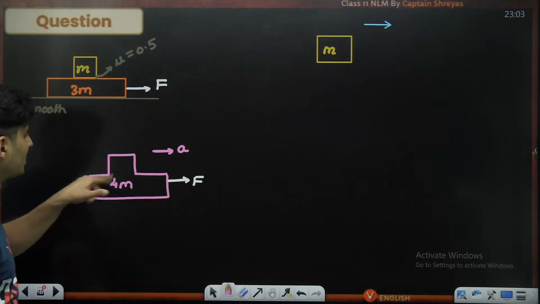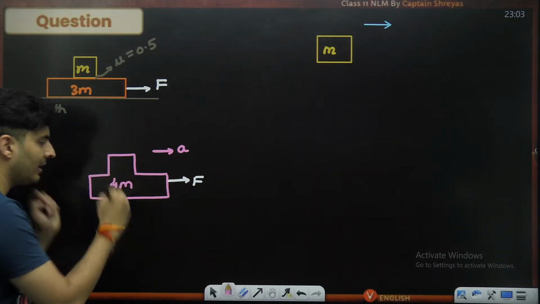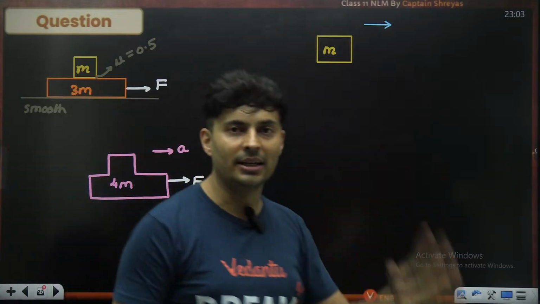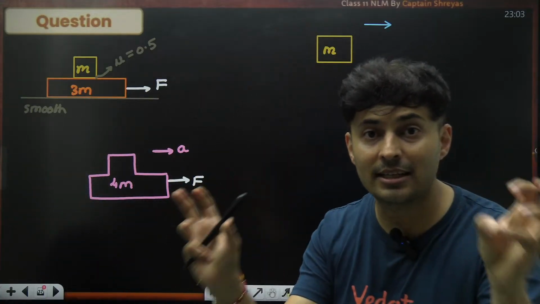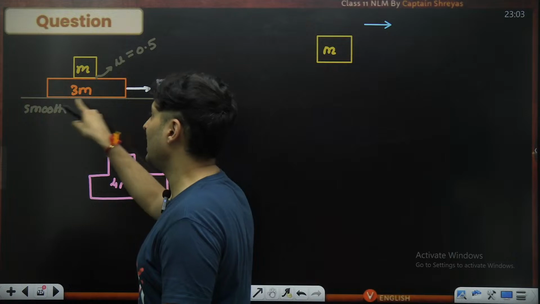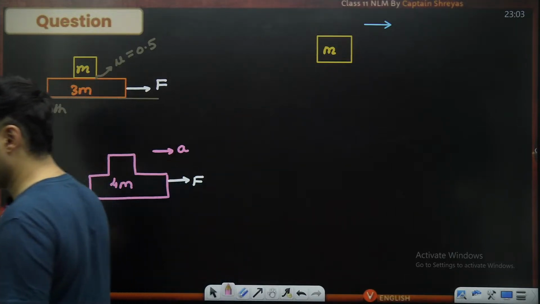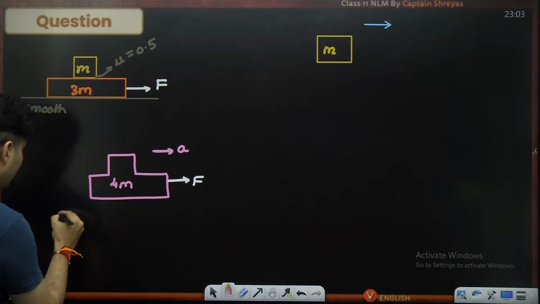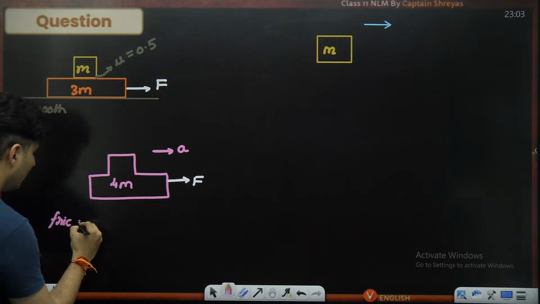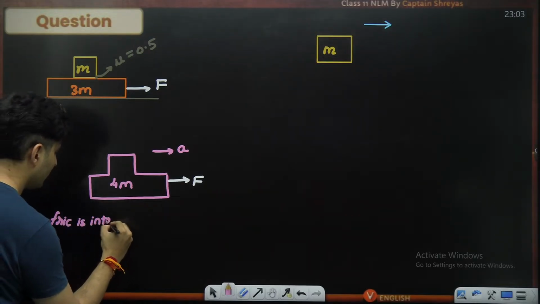Sir, what about the friction force? Now the friction is internal, so don't even bother showing it. Yes, internal forces are never shown in the FBD. If you consider the entire system, the force of friction is their internal matter. Don't worry about it. So here, friction is an internal force.